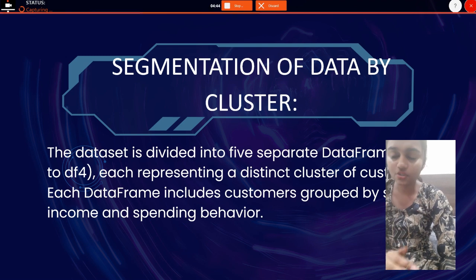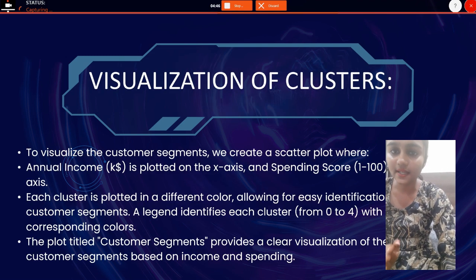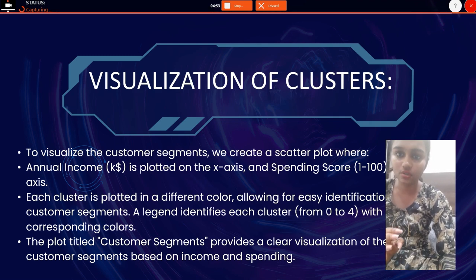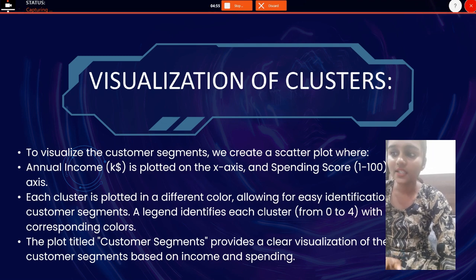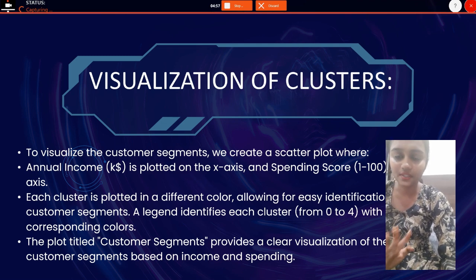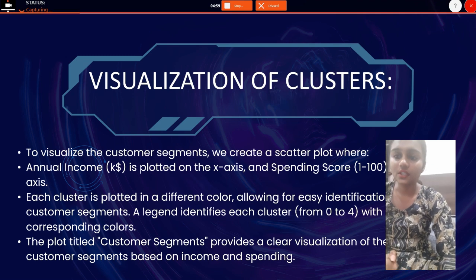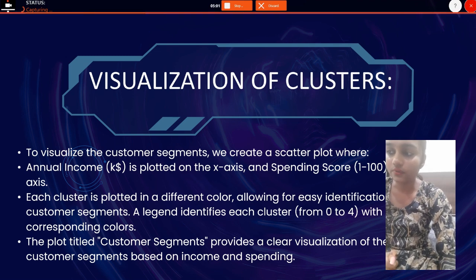Next, visualization of clusters. To visualize the customer segments, we create a scatter plot where annual income is plotted on the x-axis and spending score is on the y-axis. Each cluster is plotted in a different color, allowing for easy identification of customer segments. A legend identifies each cluster with corresponding colors. The plot titled Customer Segments provides a clear visualization of the clustered customer segments based on income and spending.